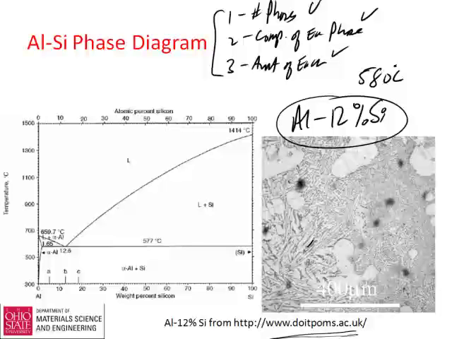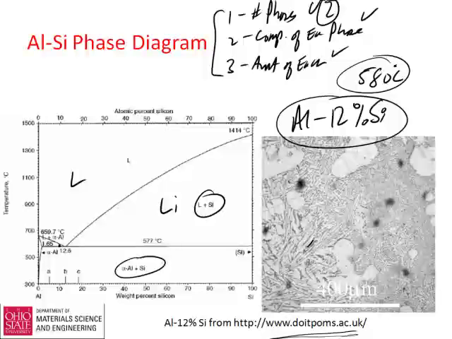So if we do that, I'm sitting just here, just shy of this eutectic point, would be about 12%, and 580 degrees C sits just above this line. So with that, this is liquid plus silicon, this is alpha silicon plus liquid. This phase field here is liquid plus alpha. So I've got two phases here. What's the composition of each phase?